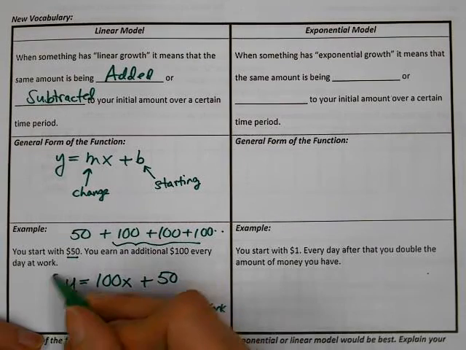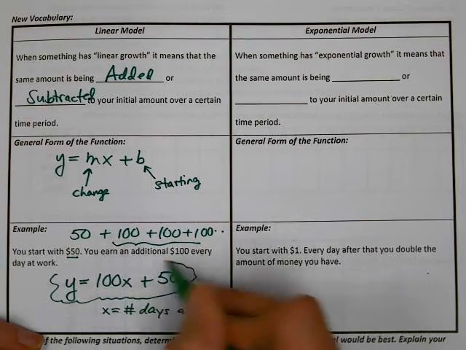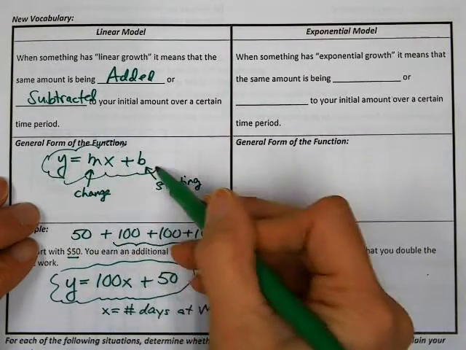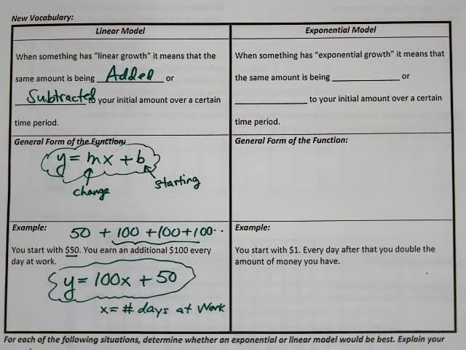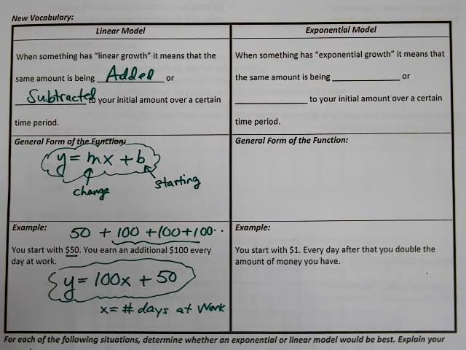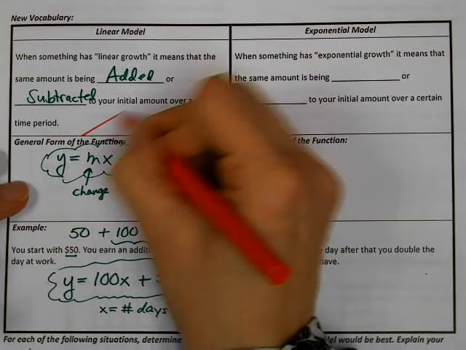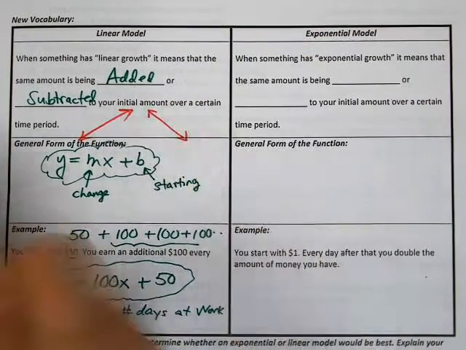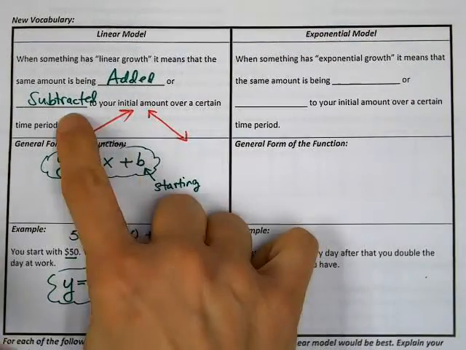So this is linear: y equals mx plus b. If something is being added, your line would be going uphill. If you're subtracting, then your line would be going downhill. So there are 2 ways your lines can look. Your graph could be uphill or downhill, but that's what happens when you're adding or subtracting.